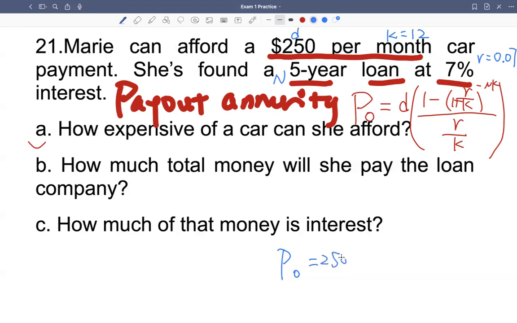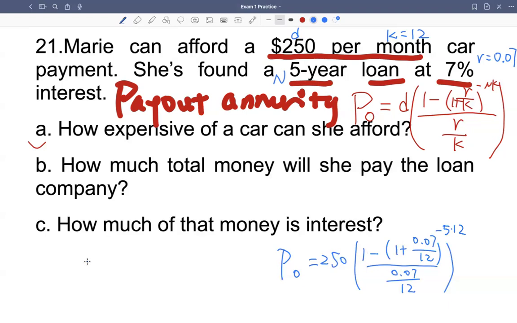250, then multiplied by, the denominator is 0.07 divided by 12. The numerator will have 1 plus 0.07. Oh no, this is wrong. I forgot a 1 minus. 1 minus, parentheses 1 plus 0.07 divided by 12, then raised to negative N times K. N is 5, K is 12. So that's 5 times 12.